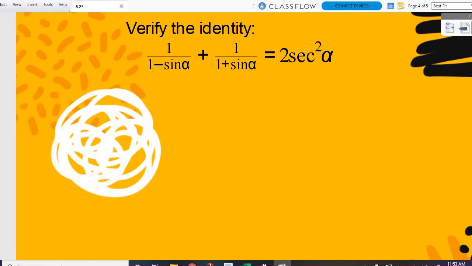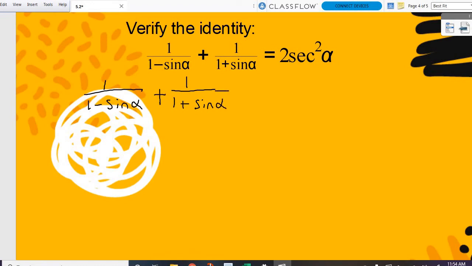Left. Probably the left. My right side has a squared, which my left side doesn't have. But like I said at the beginning, here on the left side I have 2 fractions that I'm adding. Usually it's going to be easier to combine things together than to break things apart for my secant. So we'll go ahead and start with the left side. We have 1 divided by 1 minus sine of alpha plus 1 divided by 1 plus sine of alpha.